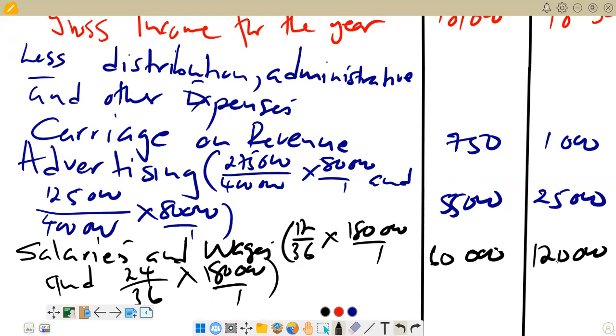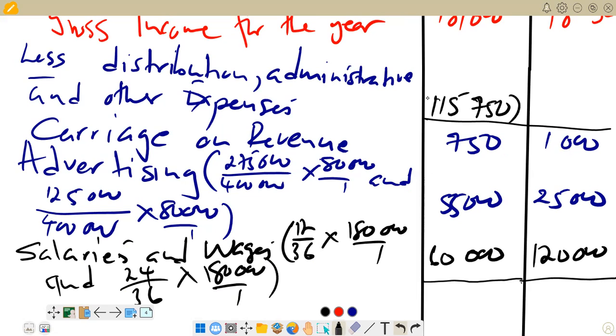And then obviously we did the totals now of less distribution, administrative and other expenses. 750 plus 55,000 plus 60,000. Then we can close the bracket and try to see what figures we are getting there. So we are saying 750, we add our 55,000, and then we add our 60,000. 60,000, 55,000, 750, and the answer that we get is 115,750.